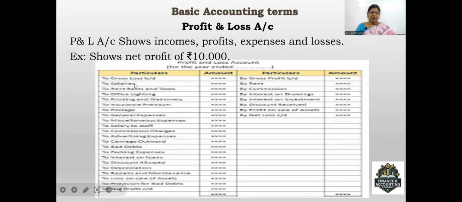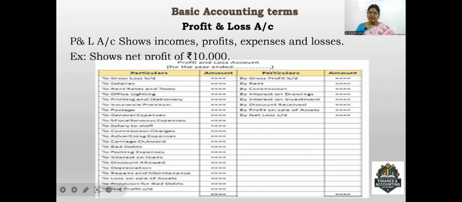In the profit and loss account, we will write all expenses and losses on the debit side. And on the credit side, what will we write? Revenues and profits. So what does the P&L account show? It shows incomes, profits, expenses, and losses. The gross profit we gained in our trading account, we will show in the P&L account on the credit side. First we will show gross profit.